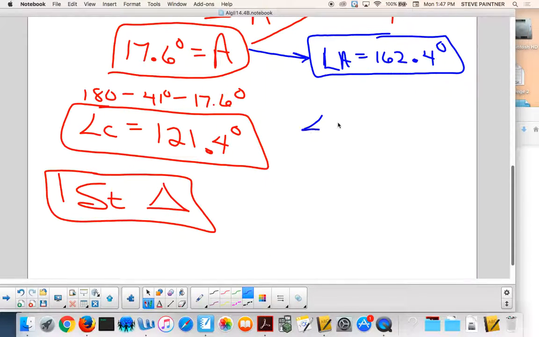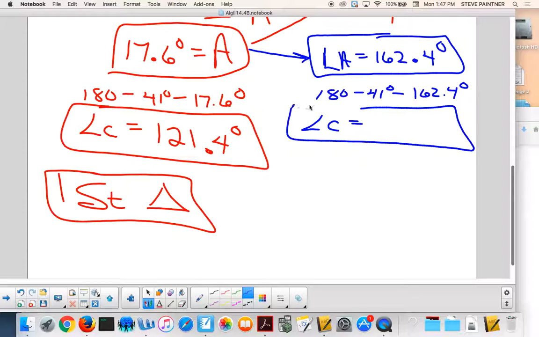What would angle C be? It'd be 180 minus the given 41 minus this new A, and this new A is awfully big, by the way. Is there a chance? Negative. This is going to be a negative angle. It's not going to work. So the second triangle does not exist.